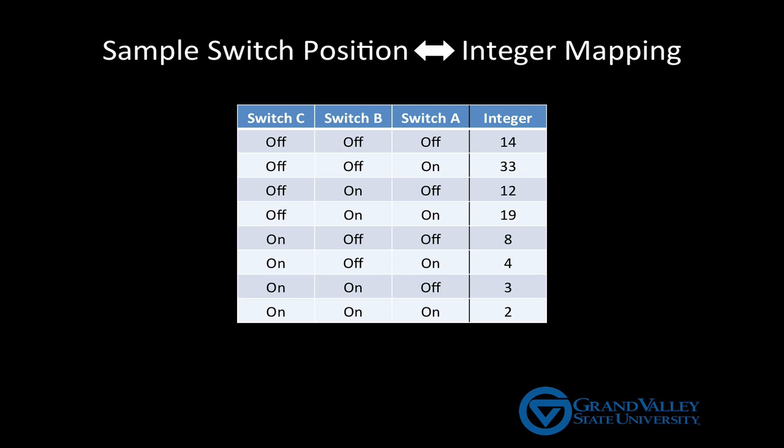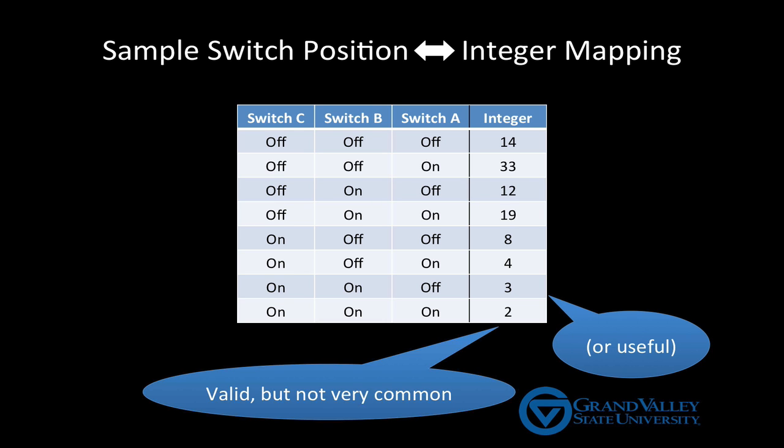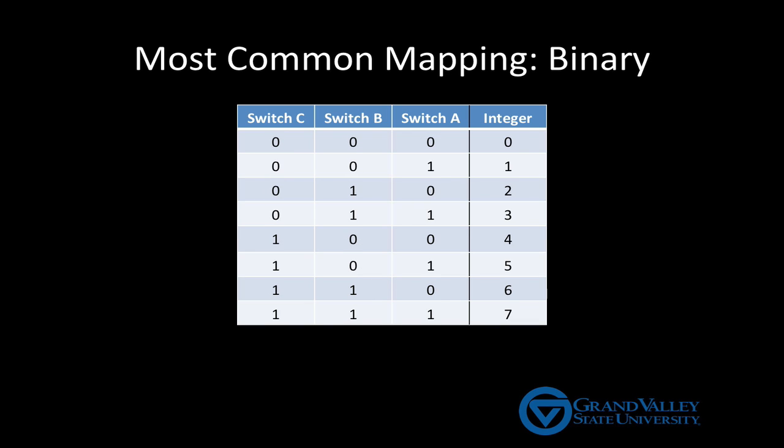For example, given 3 switches, I could decide that setting all the switches off represents 14, setting the first 2 off and the third one on represents 33, and so on. Such arbitrary assignments are completely legitimate, but aren't very common and are only useful in very special circumstances. So although we can arbitrarily assign integers to switch positions, it's much more common to label the switches with a 0 and a 1 instead of off and on, and then interpret the switch positions as a base 2 or binary number.